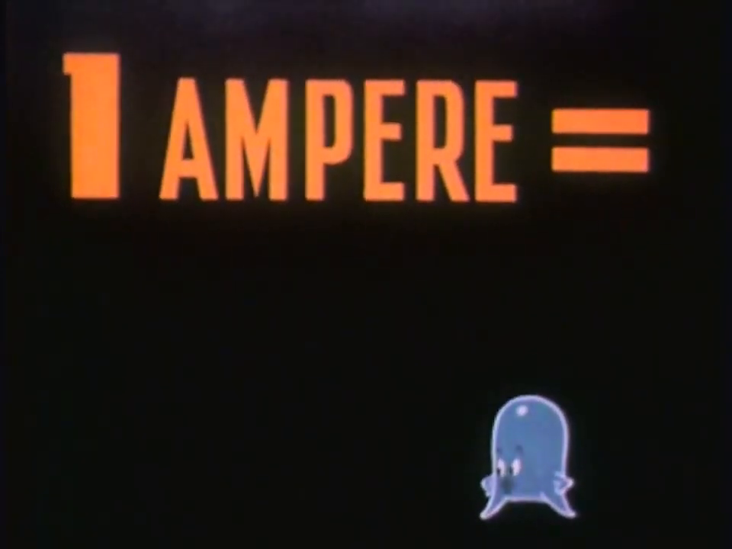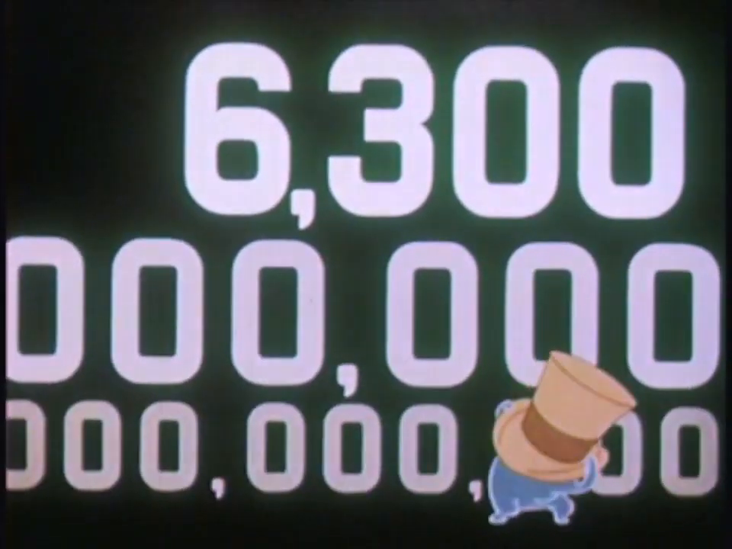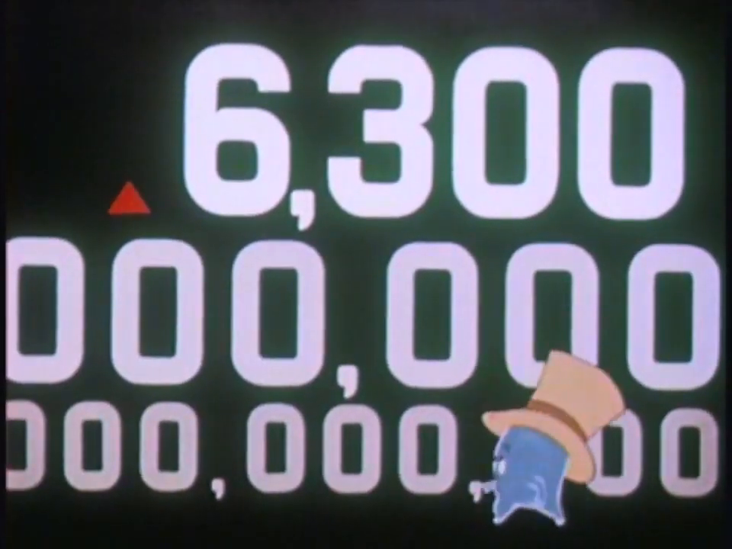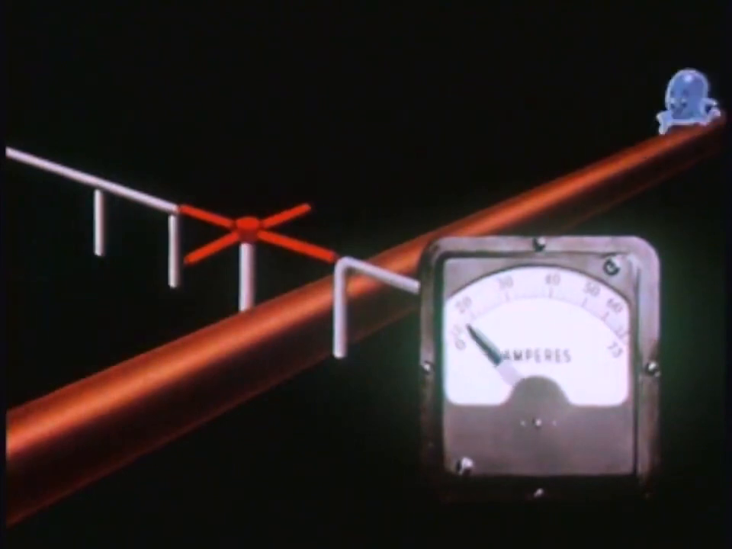1 amp, now hold on to your hat, is 6,300,000,000,000,000,000 electrons passing any given point in 1 second. Current, or amperage, then is the number of electrons that pass a given point in a given time.